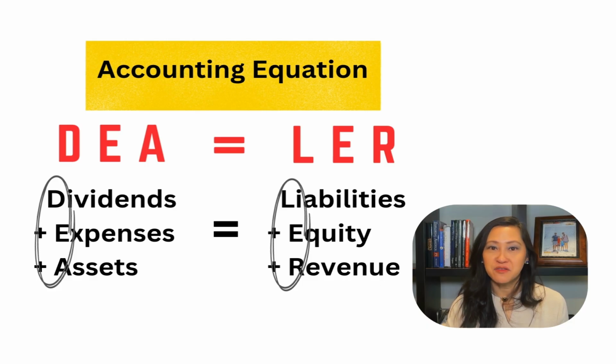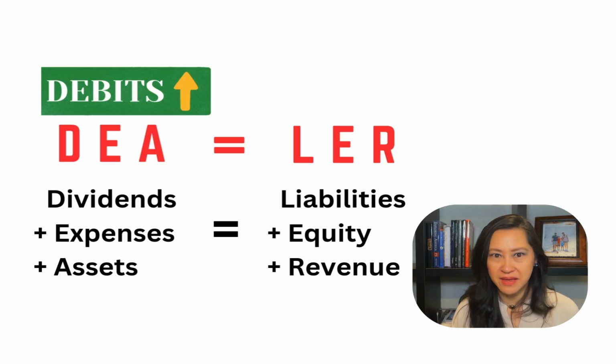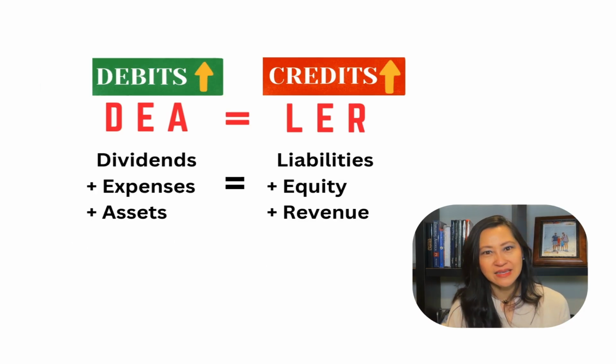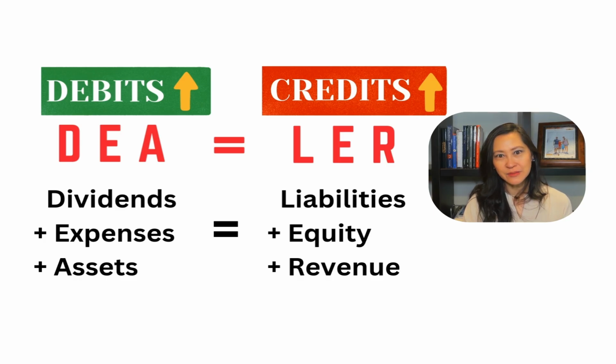That's also why dividends or owner draws, expenses and assets behave similarly in accounting. They normally increase with debits. Liabilities, equity, and revenue behave similarly. They normally increase with credits. They're on opposite sides of the equation. So when QuickBooks asks you to categorize something, what it is really asking is, does this belong on the DEA side or does it belong on the LER side? Once you see that, debits and credits stop being mysterious. They're just keeping DEA and LER in balance.